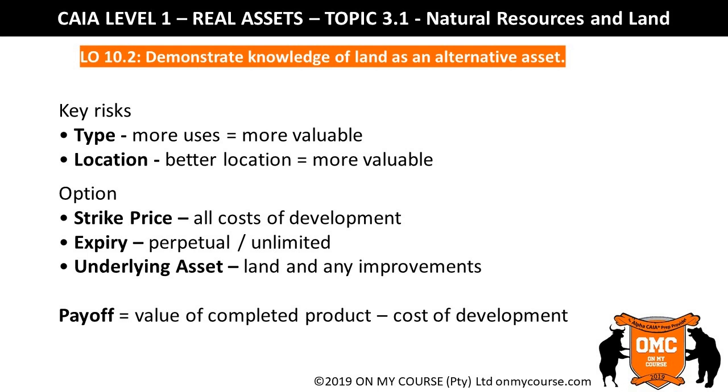The time period is normally unlimited, so it's a perpetual option in which the investor has got time to develop the land. The underlying asset is represented by the land as well as the improvements made to the land. And the payoff on the option is obviously the difference between the value of the completed product less the exercise price or the cost of development.